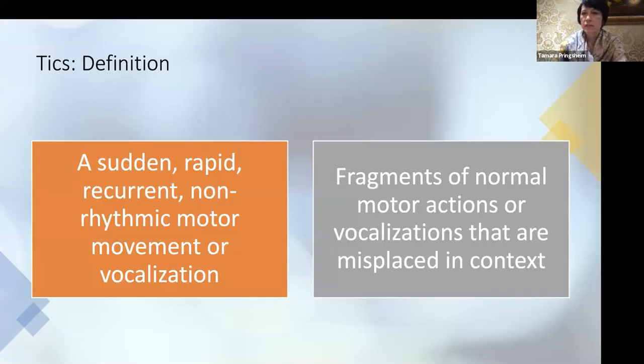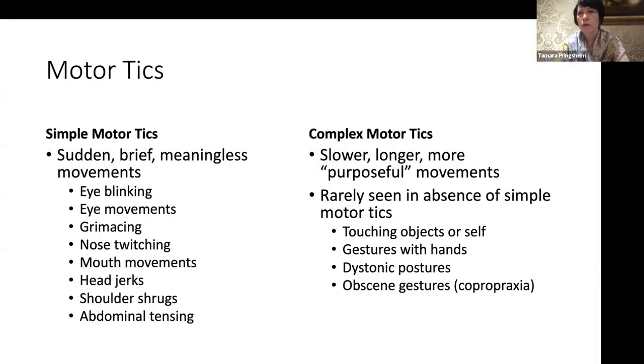So a definition of tics. Tics are sudden, rapid, recurrent, non-rhythmic movements or vocalizations. You can also think of them as fragments of normal motor actions or vocalizations that are misplaced in context. We divide our motor tics into simple motor tics and complex motor tics. Simple motor tics are usually brief and meaningless movements.